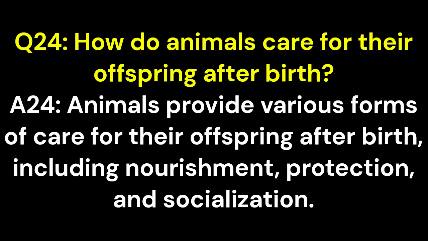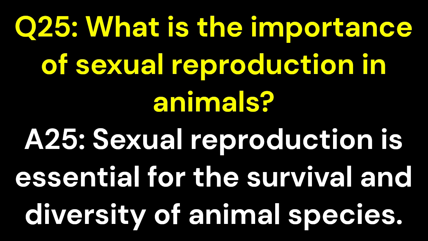Q24. How do animals care for their offspring after birth? A24. Animals provide various forms of care for their offspring after birth, including nourishment, protection, and socialization. Q25. What is the importance of sexual reproduction in animals? A25. Sexual reproduction is essential for the survival and diversity of animal species.